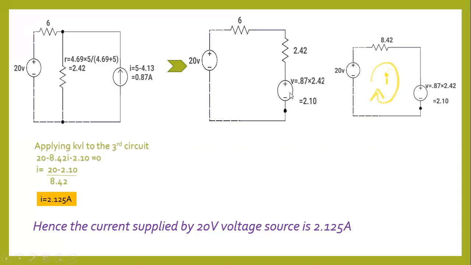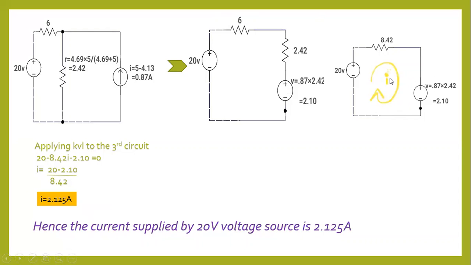V is equal to IR. I here is 0.87 into 2.42 as the resistor. Hence we got 2.10, and this resistor of 2.42 we will connect in series. Now 6 and 2.42 are both connected in series, so we get 8.42 and a voltage source.